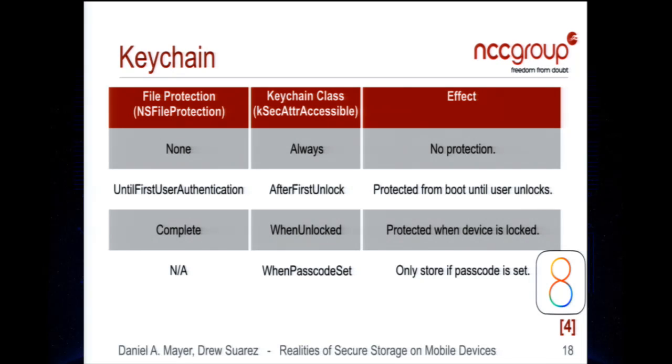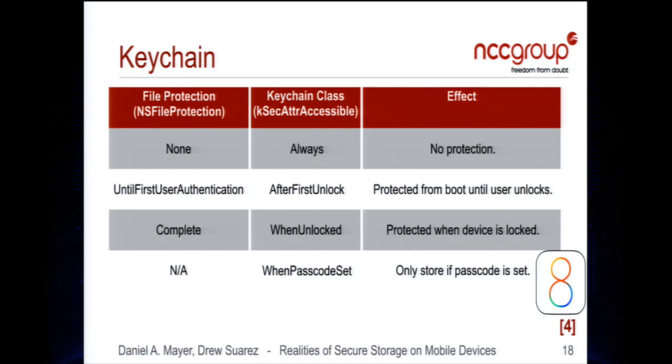And then the last step is it is accessible when passcode set. And that means that you have to have a passcode on the device in order to store data with this setting. So if you're a developer and you want to store data in the keychain, you may not know if a user has a passcode on their device. So if they don't have a passcode, even if you use the when unlocked setting, there is no passcode to take advantage of, so the data would still be always accessible.